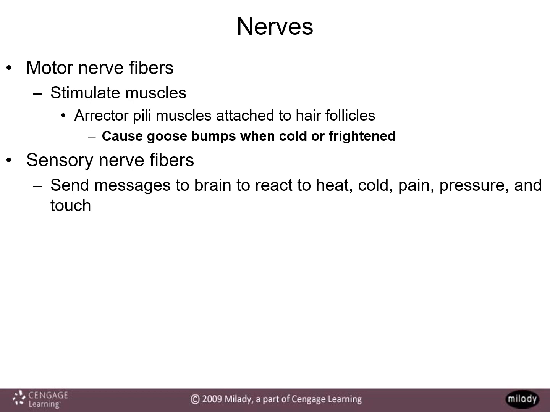So when you get cold, your body contracts the upper layer of skin to bring it down closer to the core of your body, and that causes your hairs to stand up on their ends and it gives you goosebumps. The sensory nerve fibers send messages to the brain to react to heat, cold, pain, pressure, and touch.